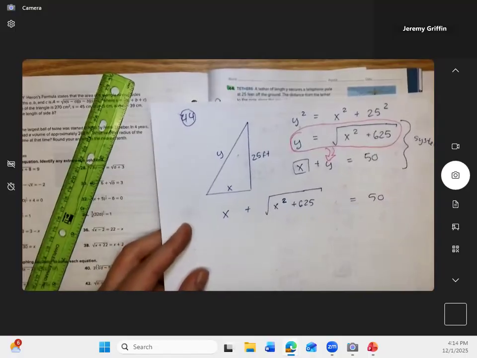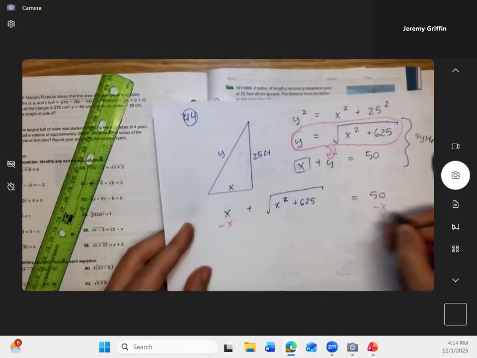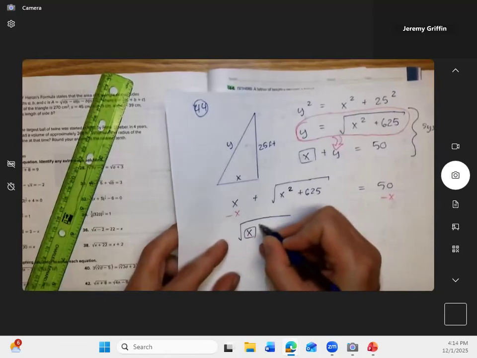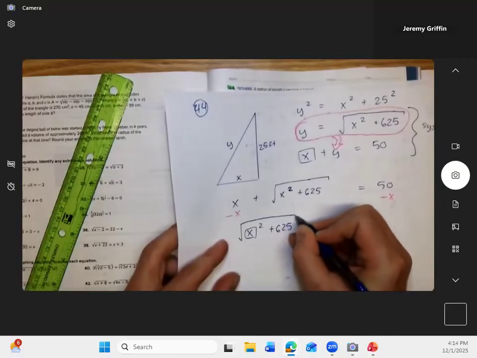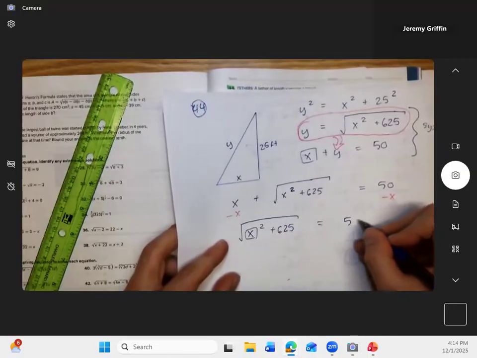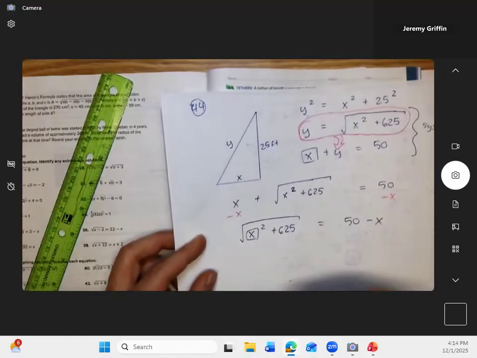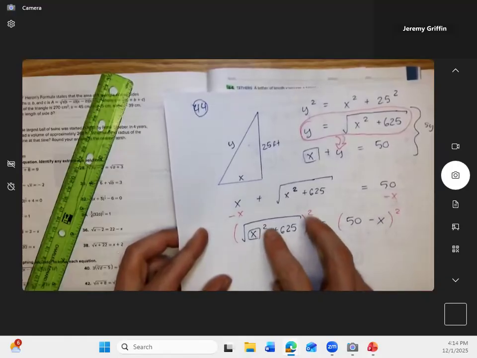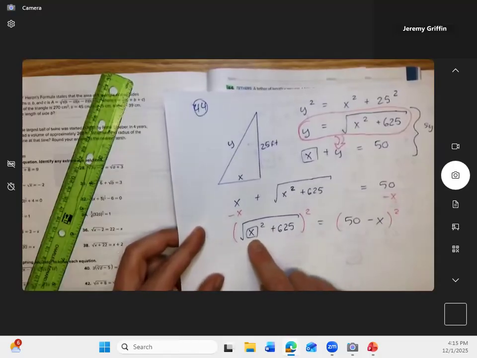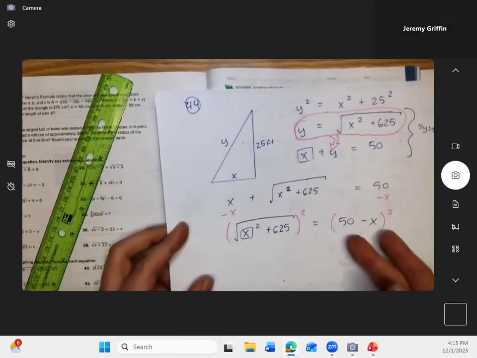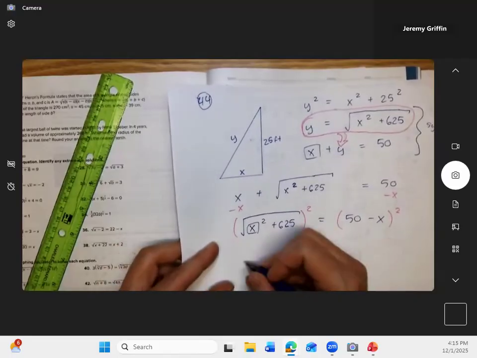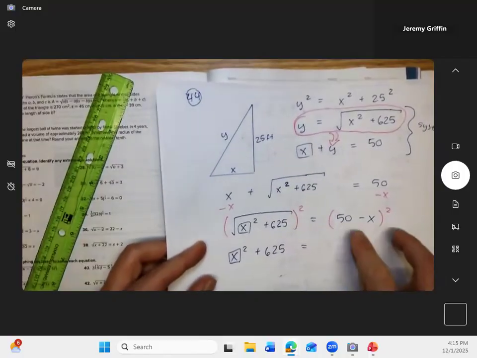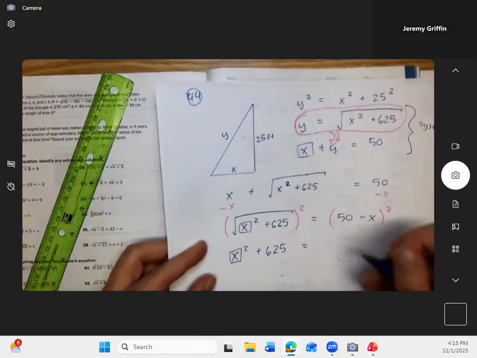Let me do this. I'm going to subtract this x over, and then it's going to look like this: the square root of x we're solving for squared plus 625 is equal to 50 minus x. Now, if I square both sides, that would be balanced, and that would also get rid of the square root. So on the left side, I'm closer to unburying that x. That's why I would be doing that. And on the right side, I'm going to have to FOIL this.